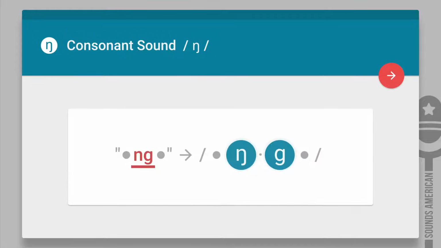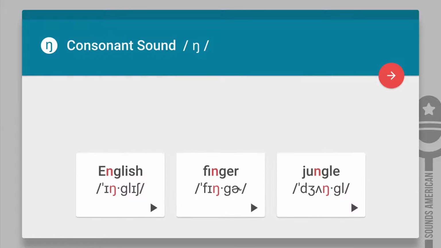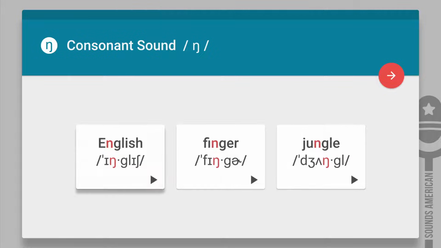Sometimes you may find the combination NG in the middle of a word. For example, English, finger, jungle. Now take a look. In these words, the letter N is still pronounced as the sound, but you should also pronounce the letter G, as it's part of the next syllable.